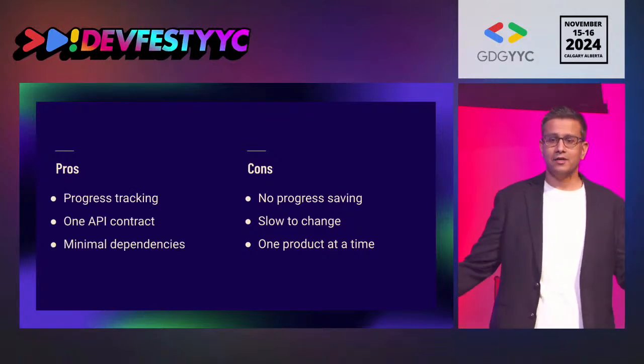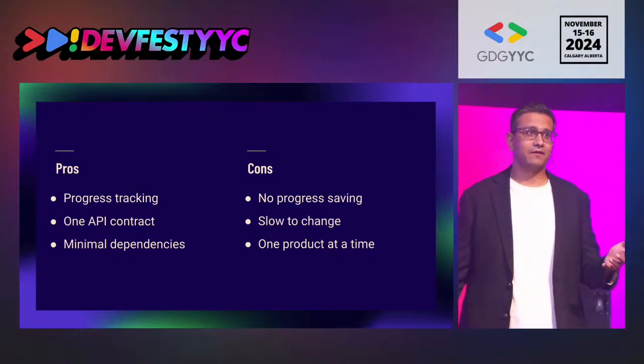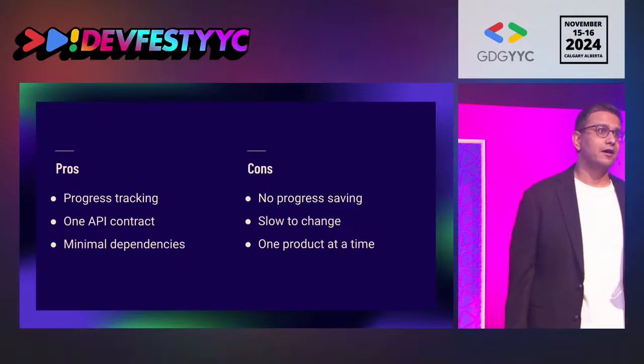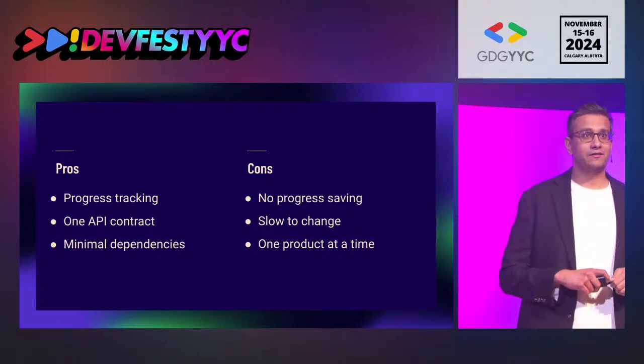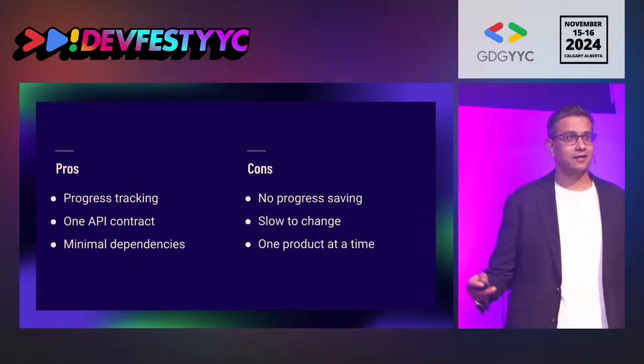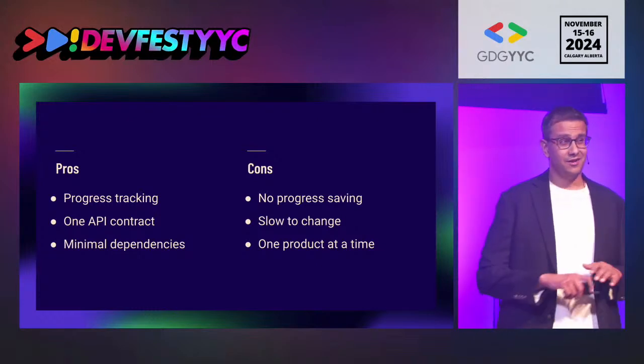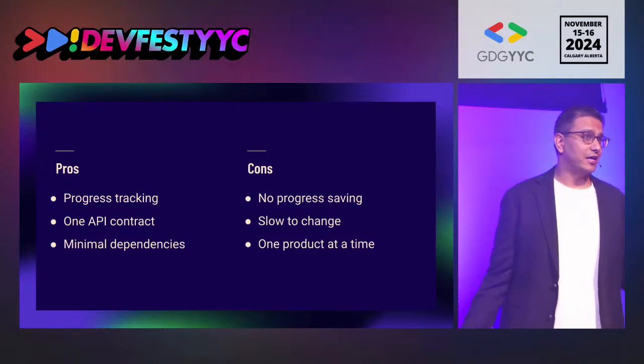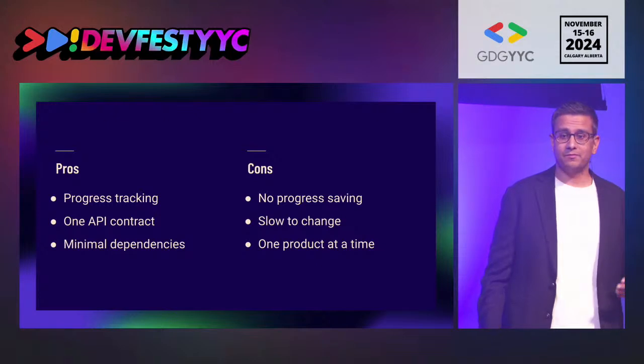And you get a lot of pros, though. So you do get progress tracking because the front end knows how many screens to show you, how much information to collect. And because of that, we can show you, hey, you're 10%, 20%, 30%, et cetera, through the application. Customers absolutely loved it. There's one API contract, right, because you're making one request to the back end. So again, pretty simple, pretty straightforward.